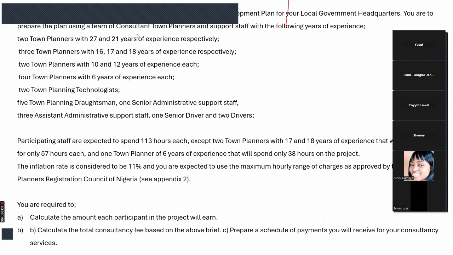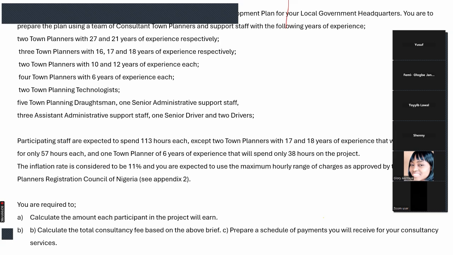Okay, so here they mention maximum. So in the table, if they say 5,000 to 7,000, that is the range for graduate town planner. And here in the question, they said use the maximum. So what is the maximum? The maximum is 7,000. So you will use 7,000 for the graduate town planner.